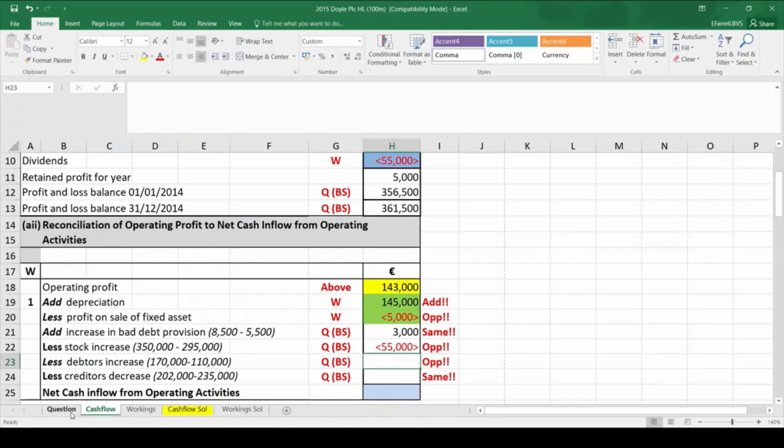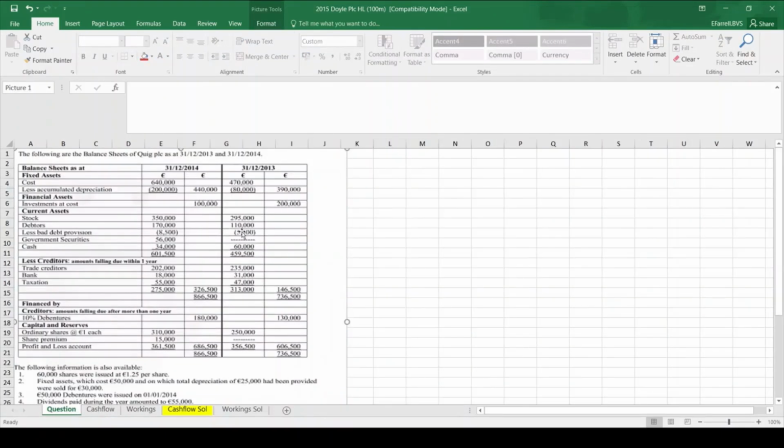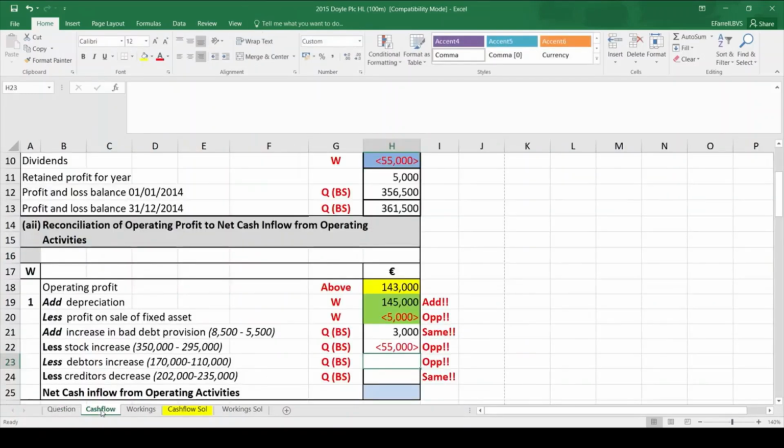Debtors, again, if we look at the question, debtors have increased from 110 to 170, gone up by 60. Again, if it's the opposite of what you think and they've gone up, it's going to be a minus 60. And again, the reason for that is debtors owe us money. If more people owe us money, it means we've received less cash.